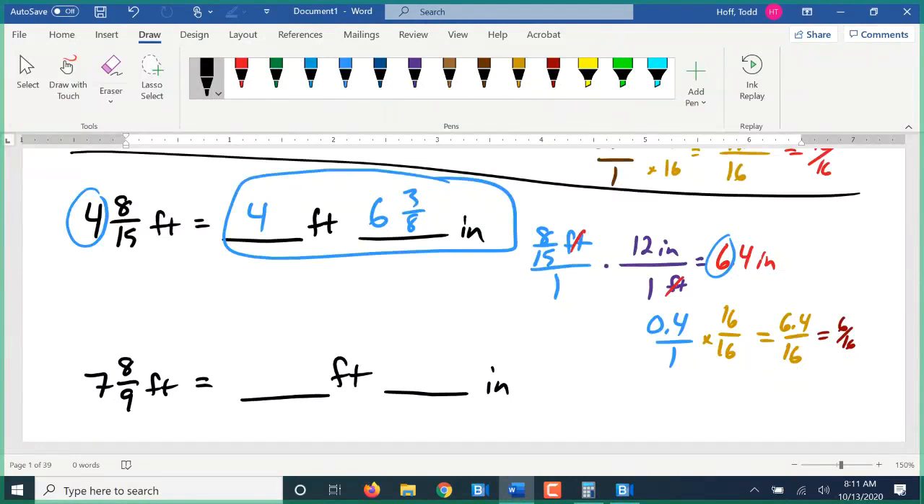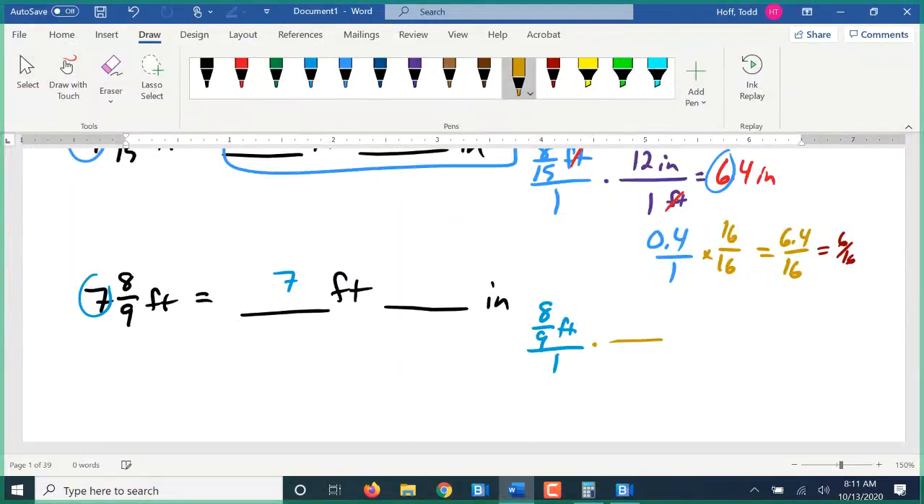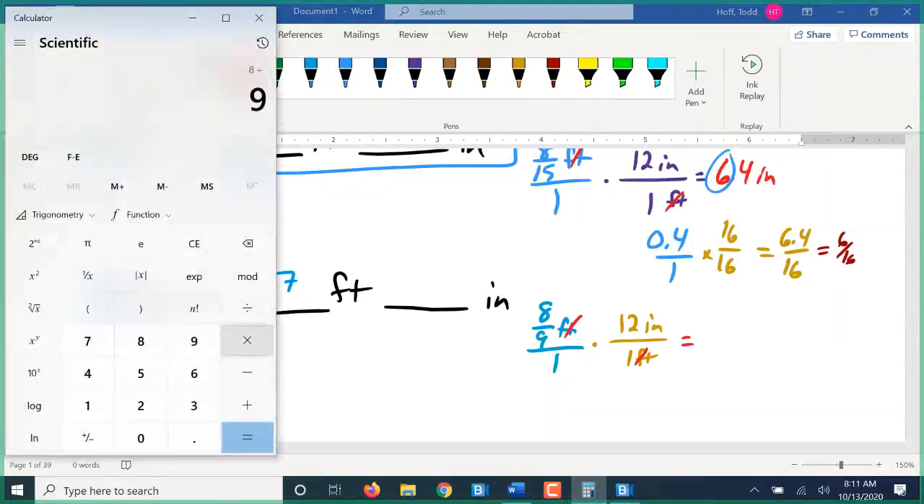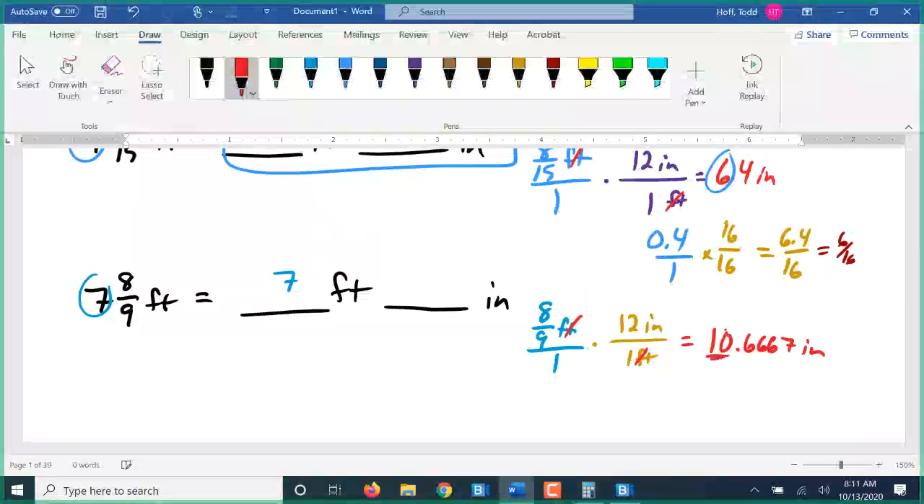So we're going to take off the 7 whole feet, and we're going to do the 8/9 of a foot. Put it over 1. 1 foot equals 12 inches. We've got 8/9 times 12. It's 10.667 inches. So we take off the 10 whole inches there.